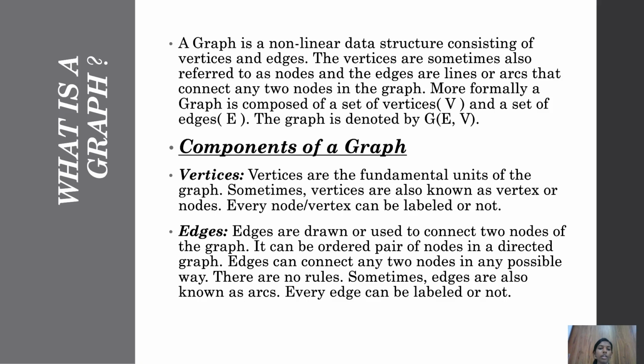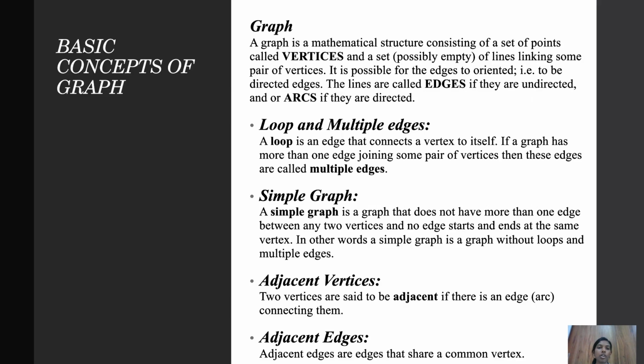Components of a graph: vertices and edges. Vertices. Vertices are the fundamental unit of the graph. Sometimes vertices are also known as vertex or nodes. Edges. Edges are drawn or used to connect nodes of the graph. It can be an ordered pair of nodes in a directed graph. Edges can connect any two nodes in any possible way. There are no rules. Sometimes edges are also known as arcs. Every edge can be labeled or not.